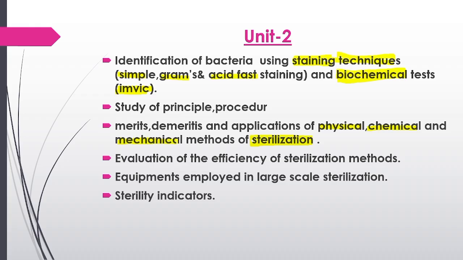What are the evaluations of efficacy of sterilization methods? This is how we need to evaluate the sterilization methods. First of all, the following tests are involved in the evaluation of sterilization methods. They are mostly the bioburden test, and the second one is biological indicators and endotoxin test along with chemical indicators. These are the different types of evaluation methods we follow for sterilization.